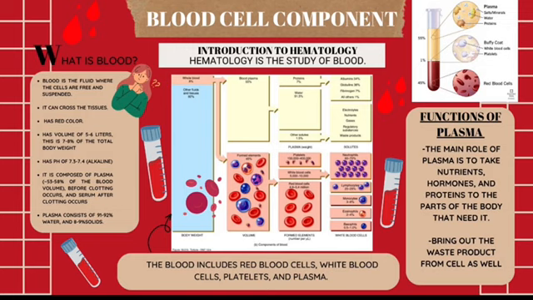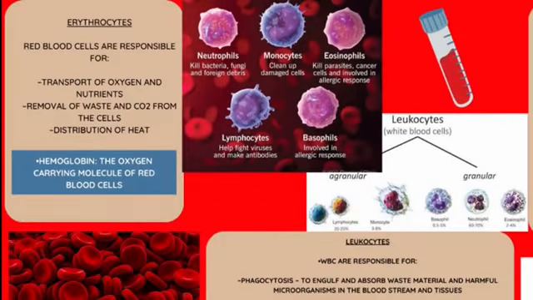So let's come to the formed elements, which is 45%. This can be divided into three important portions, which is platelets, white blood cells, and red blood cells. The white blood cells can be divided into 5 major types, which is neutrophils, lymphocytes, monocytes, eosinophils, and basophils. Red blood cells, which are known as erythrocytes, are biconcave discs that contain oxygen-carrying hemoglobin.